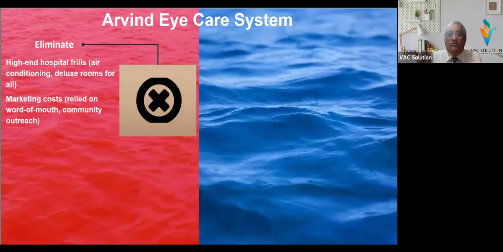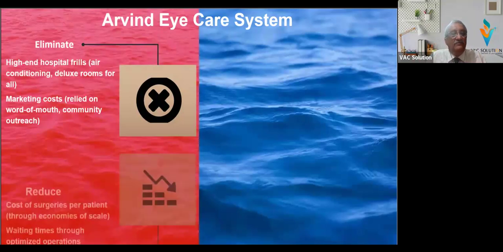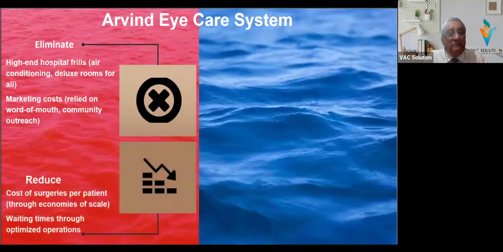Marketing cost, zero. Relied on word of the mouth, community outreach. What did they reduce? Cost of surgeries per patient through economies of scale. They have crossed every hospital in terms of cataract. They specialized in cataract. Waiting time through optimized operation was reduced. People could just walk in, get the thing done and get out.